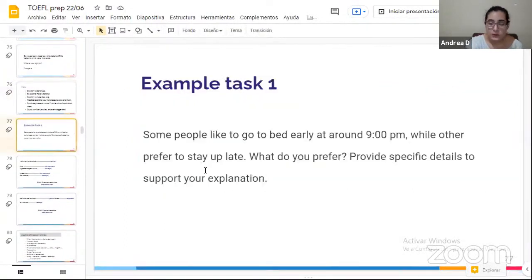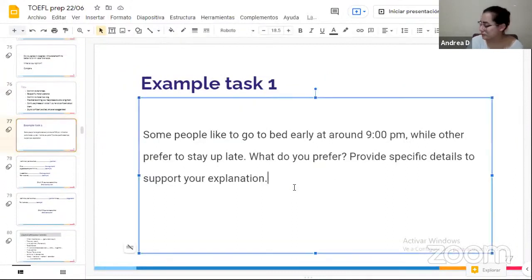Okay, good. Because now we're going to be looking at an example. This is the first example that we're going to try to figure out how we could answer. So perhaps, Jasmina, do you mind reading the question? Some people like to go to bed early at around 9 p.m., while others prefer to stay up late. What do you prefer? Provide specific details to support your explanation.